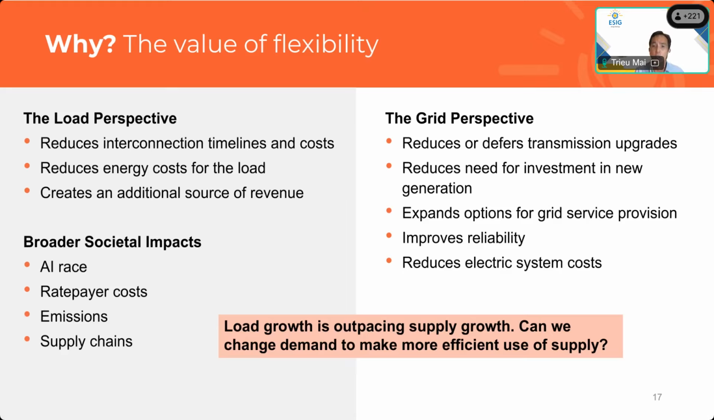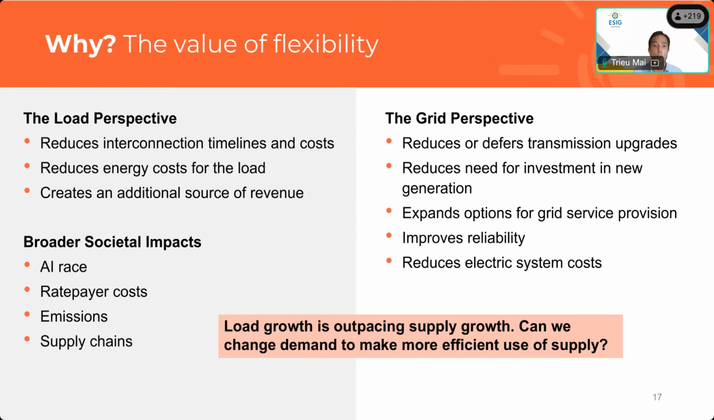You tie those first three bullets together, and you have the potential for improved reliability and overall lower system costs on the electricity system side. That's the grid perspective. From the load, I'm sure everyone on this call has heard of speed to power, speed to market, and that is a prime driver of flexibility from the load side, which is to reduce the timelines to interconnect those new facilities, as well as lower the interconnection costs.